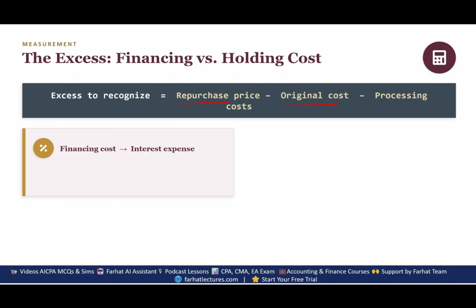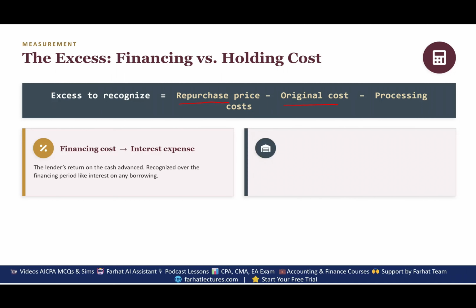Well, it's basically interest. However you want to call it, it's interest. And you spread it over the time of the arrangement. So remember, interest is spread over the period, like borrowing interest. The other cost could be holding cost, like storage and insurance. Because while the goods sit in someone else's warehouse, there's a real cost to keep them safe. You're basically renting the space. You pay insurance, you pay handling cost. The company picks up those costs too and records them as they happen.